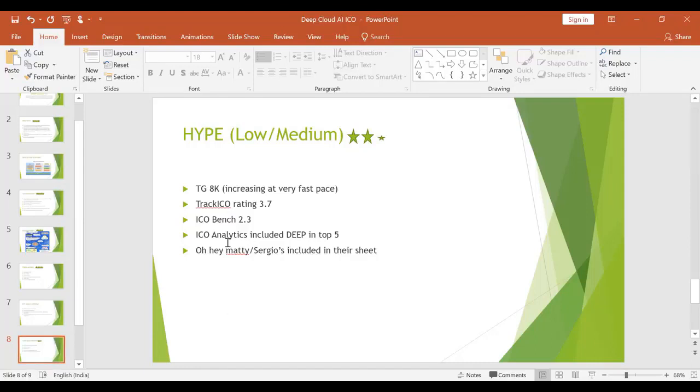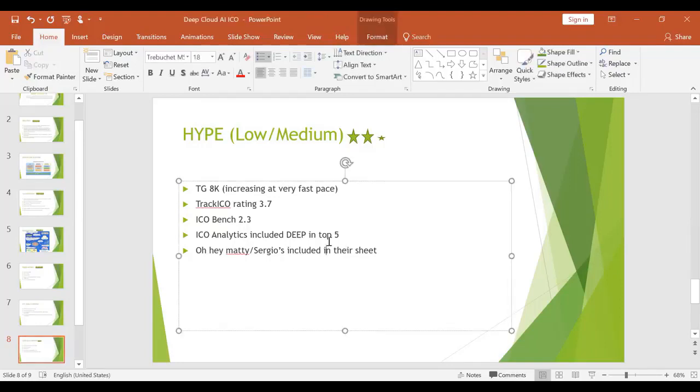And if I talk about some ratings, Track ICO has rated them 3.7. ICO Bench has a lower rating, 2.3. And for ICO Analytics, I just saw their tweet today, and they have included Deep in their top 5. So again, it's positive for them, and it looks like the hype is slowly building.